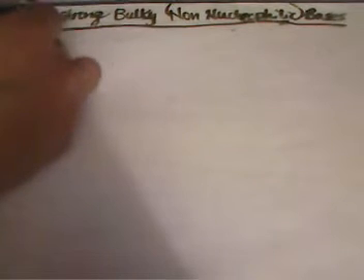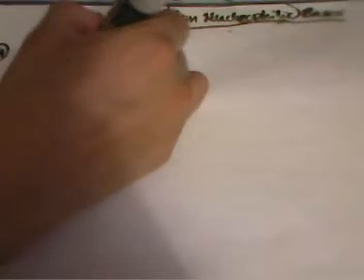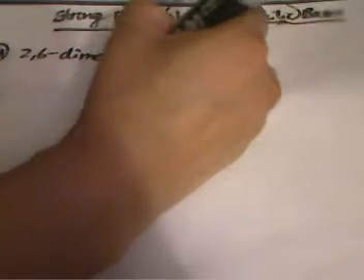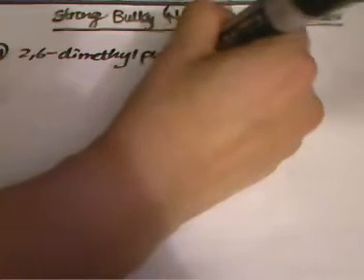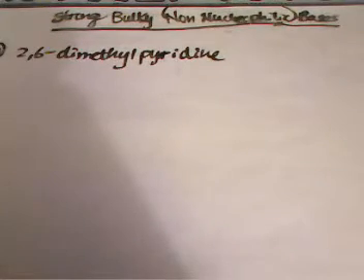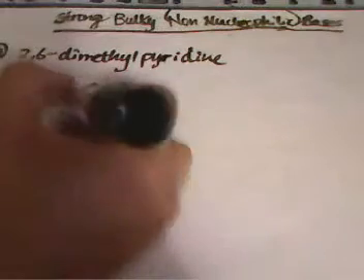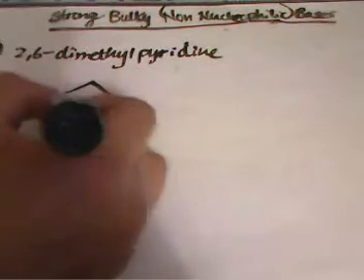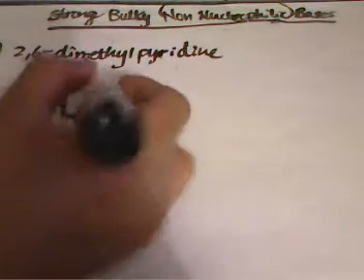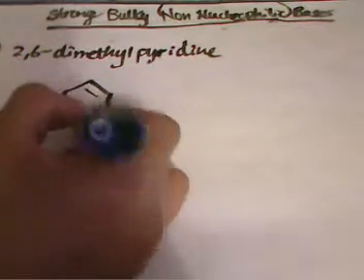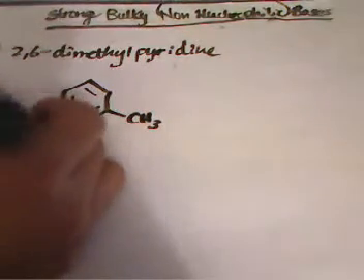The fourth one on this list would be 2,6-dimethylpyridine. And the structure for that, as the name suggests, is a pyridine molecule, a pyridine ring, to which two methyls are attached on positions 2 and 6, on carbons 2 and 6.